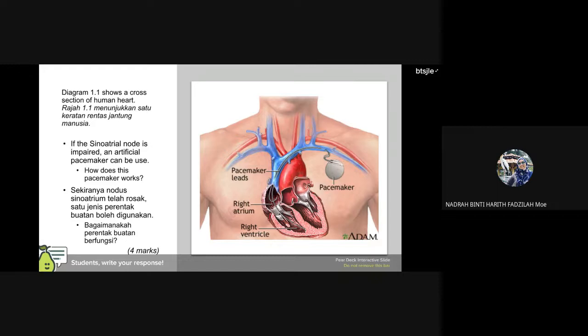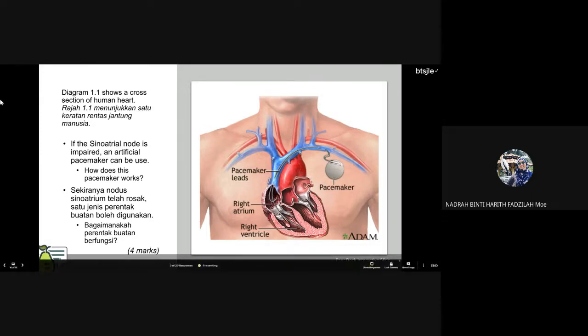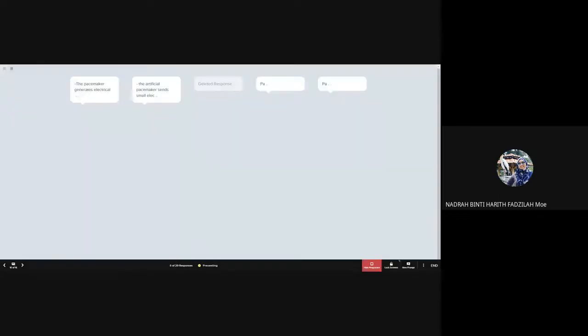So sekarang ni SA node tak ada, ganti dengan pacemaker. So apa cara atau apa kaedah yang digunakan? Atau apakah mekanisme yang digunakan untuk artificial pacemaker ni? Adakah mekanisme dia sama macam SA node atau tak sama?